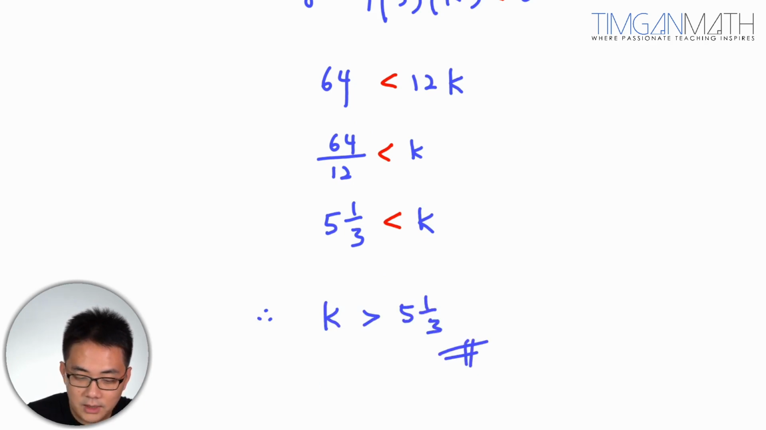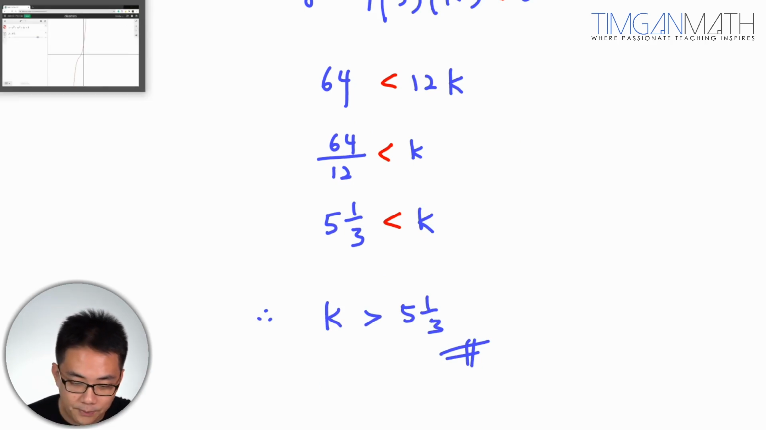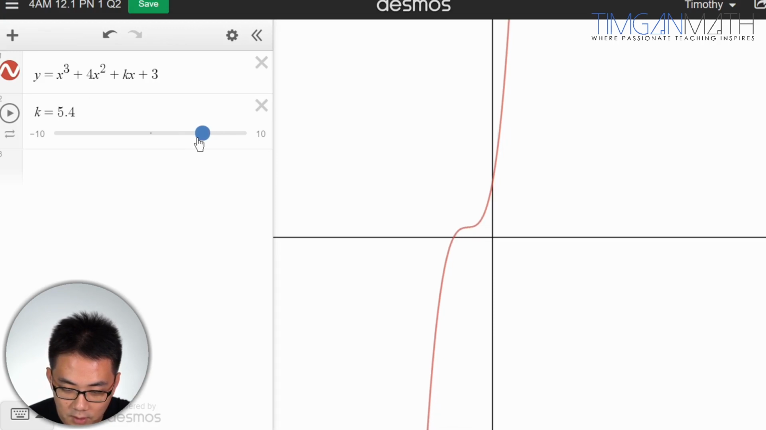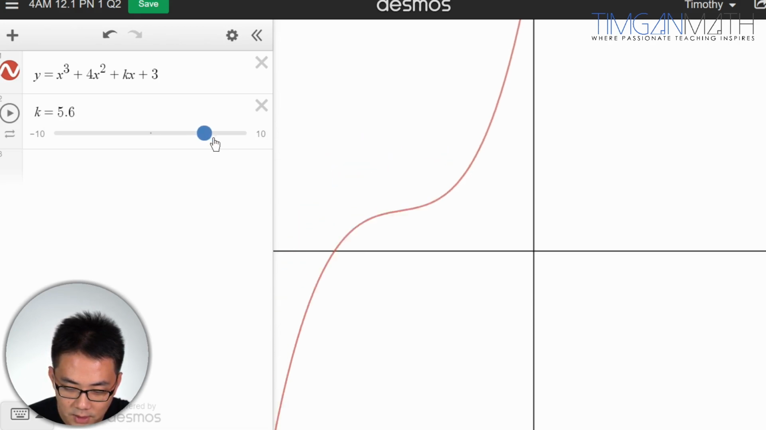That makes sense, because if you go back to your graph, you realize that it will start becoming a positive value at about 5 1/3. So it's 5.3 here. At 5.1, you still see some negative slope here, but as you increase k, it becomes a smooth curve going up.